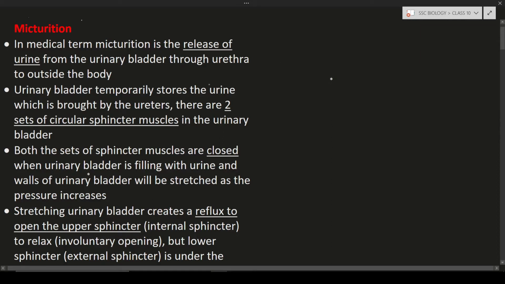Hello students, welcome to the new lecture, and in this lecture we are going to discuss micturition. In medical terms, micturition means the release of urine from the urinary bladder.